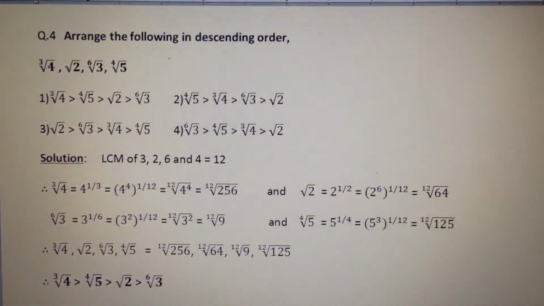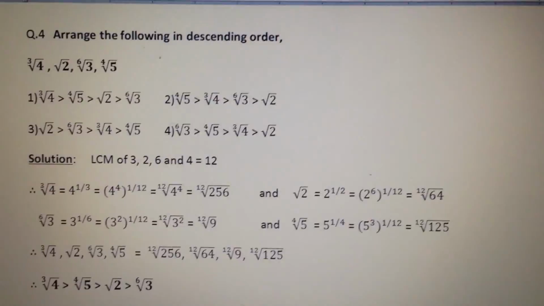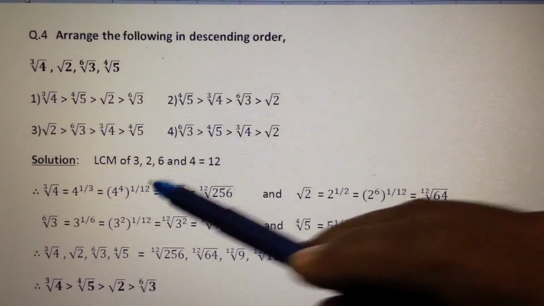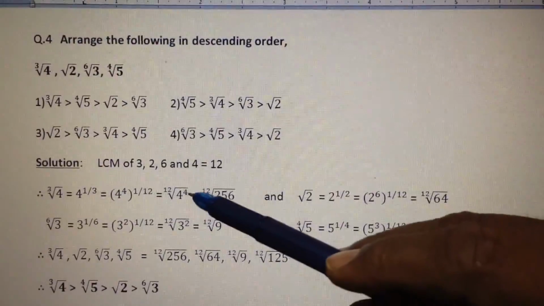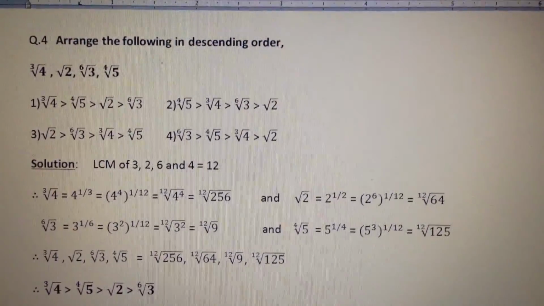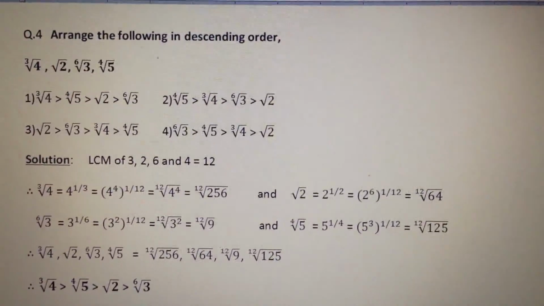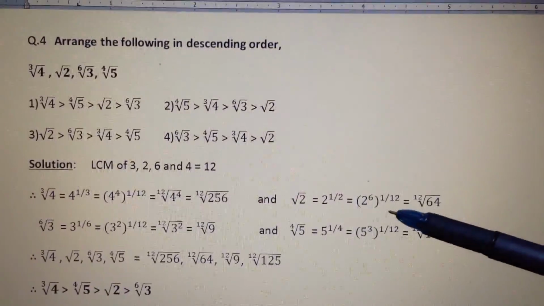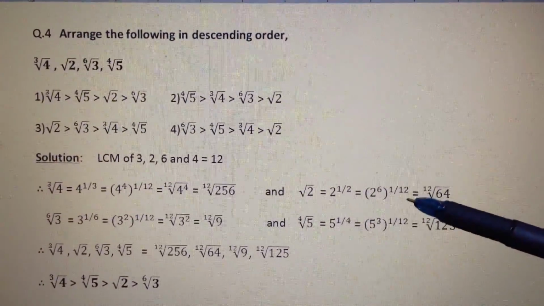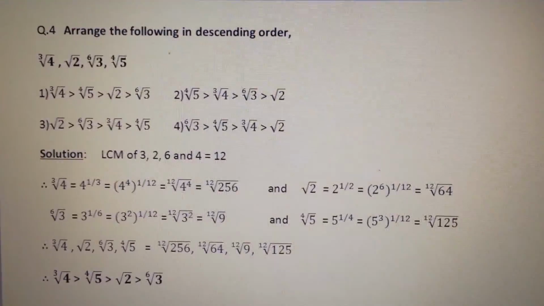Now the cube root of 4 can be written as 4 power 1 by 3, which is nothing but 4 power 4 whole power 1 by 12, which is equal to 12th root of 4 power 4, which is 12th root of 256. Similarly, square root of 2, which is 2 power 1 by 2, can be written as 2 power 6 whole power 1 by 12, which can be written as 12th root of 64.